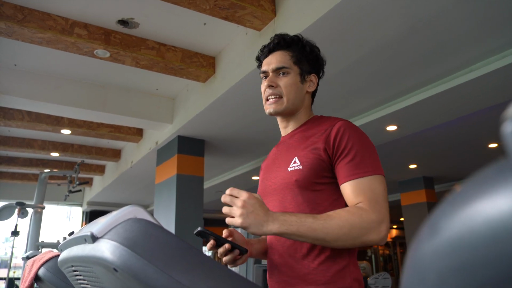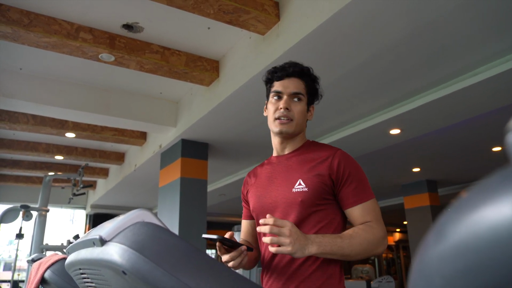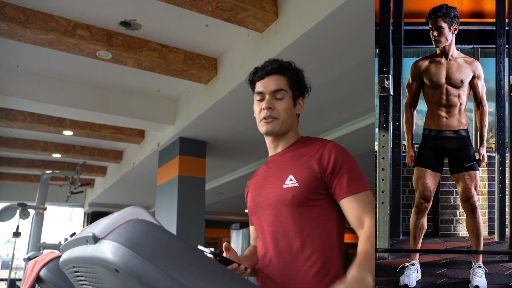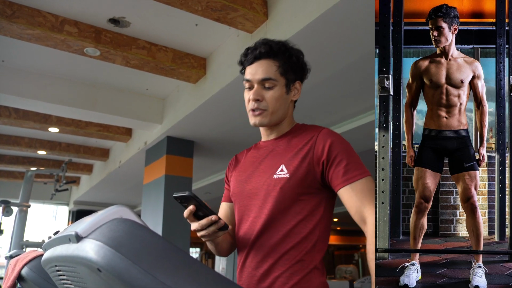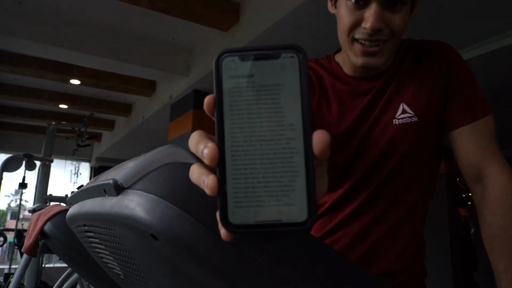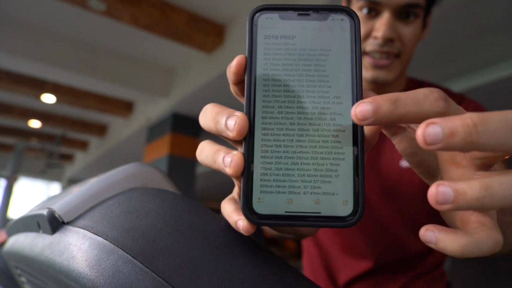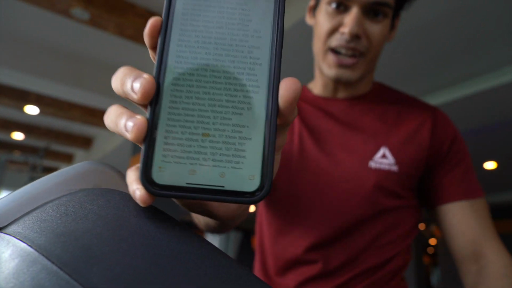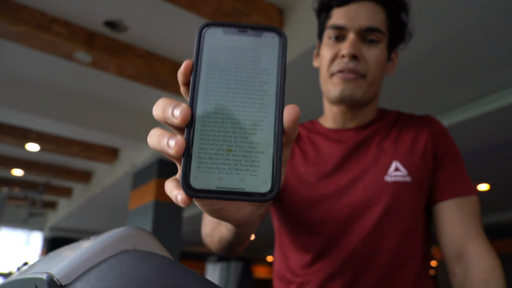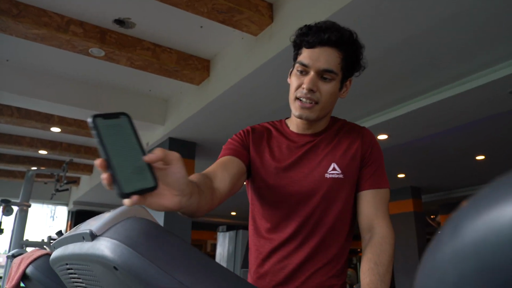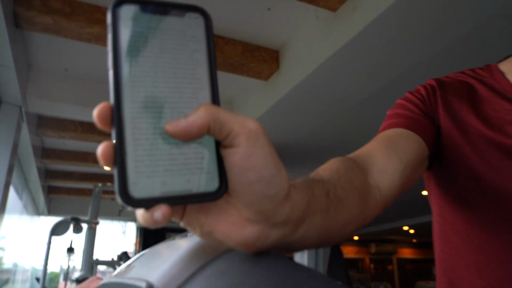The last time I dieted down to single digit body fat, you can see the picture over here, it was pretty lean. So this was my 2019 prep diaries. Just look at the amount of calories I do cardio, like oftentimes 500 calorie sessions daily. Like everything is accounted for every single day.